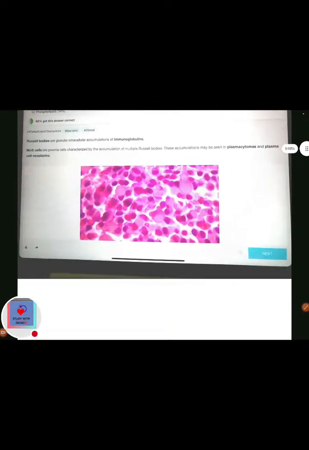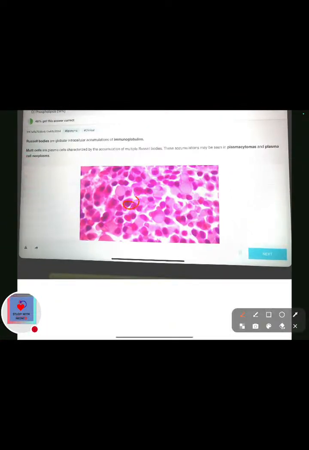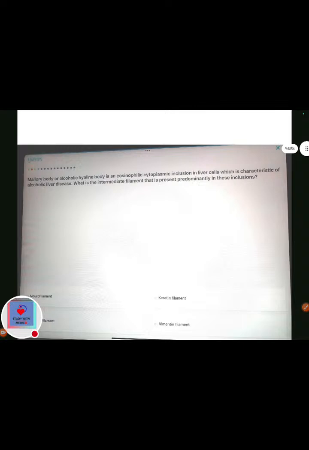See here, these are the Russell bodies. In Russell bodies, you can see deposition of globular immunoglobulins. If there are multiple ones in the plasma cells, then it is called Mott cells. This is because these accumulations are seen in plasmacytomas and plasma cell neoplasms, since the Russell bodies are deposited in plasma cells. Multiple myeloma.